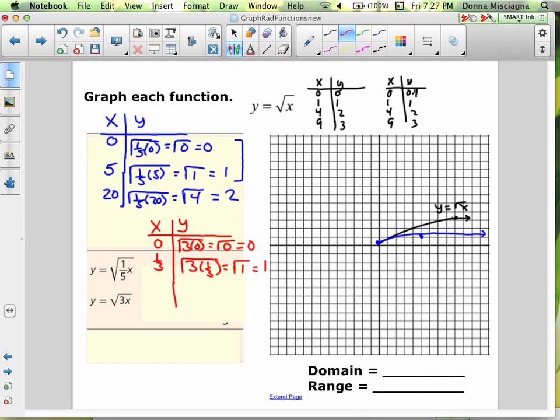And I think I'll choose 3. So then I would have the square root of 3 times 3, which would be the square root of 9, which is 3. And am I going to choose any other points?